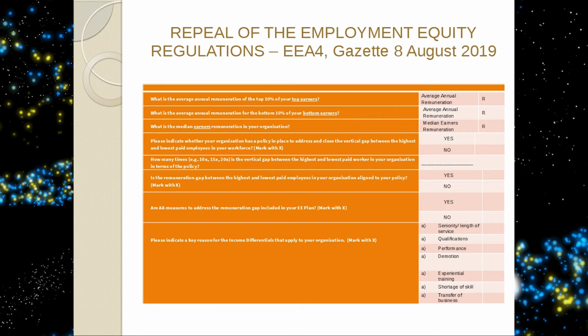Then, second question, what is the average annual remuneration for the bottom 10%? You do exactly the same exercise, but for the bottom 10%. What is the median earner? In other words, the middle person. Let's assume we employ 100 people. You will take the total remuneration of person number 50 plus person number 51. You will divide it by 2, and that will give the middle person's remuneration.